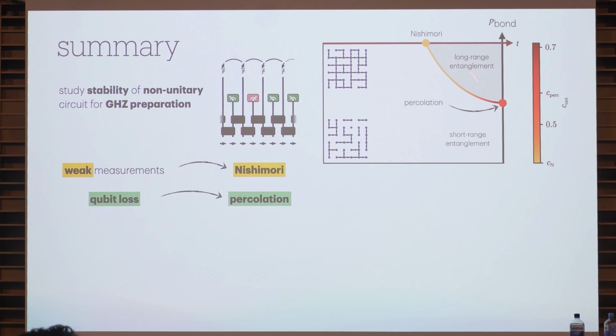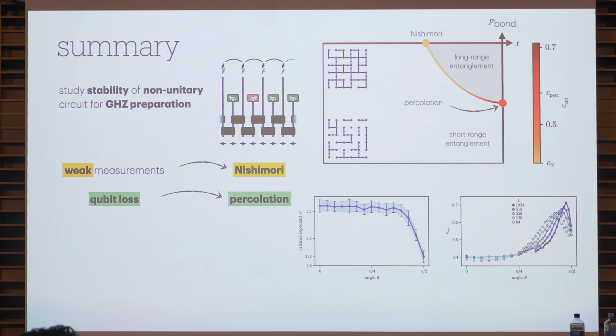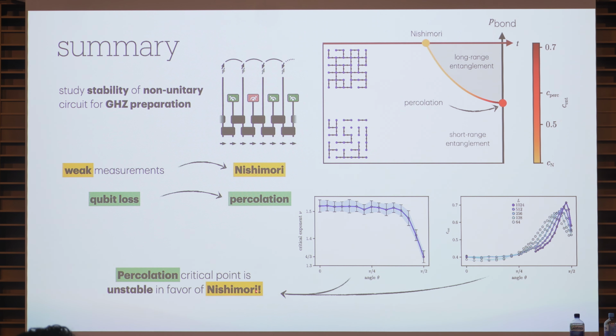Using the coherent information, we mapped out this phase diagram, and we calculated the critical exponent along the critical line, and also this entanglement scaling prefactor along the critical line. And both of these plots led us to the conclusion that the percolation critical point must be unstable in favor of Nishimori. Yeah, so this is the result of our work, I would say, and this is also the end of my talk.